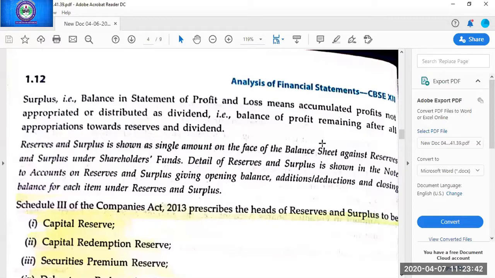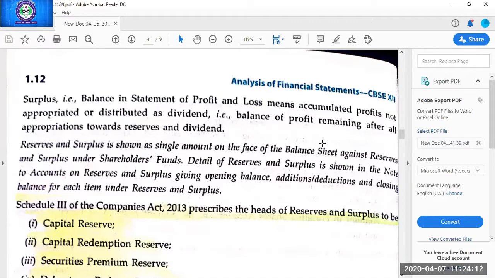Surplus means the balance in the statement of profit and loss, meaning accumulated profits. Like we are having a profit of rupees 1 lakh. Out of this profit, a part is transferred to reserve. Suppose 80,000 is transferred to different types of reserve. So the balance is 20,000. That balance will be known as surplus, meaning the profit which is not distributed: the balance of profit remaining after the appropriations towards reserve and dividend.